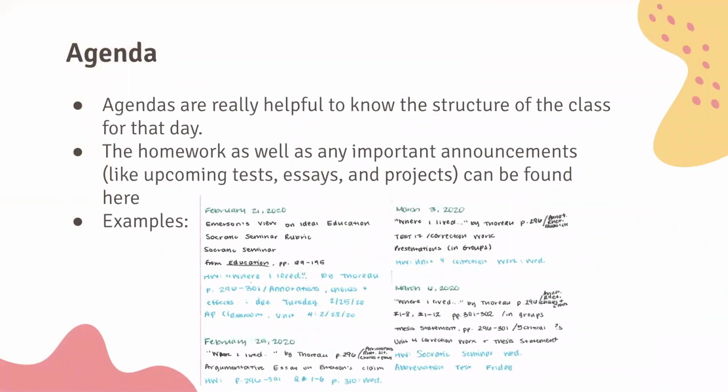The agendas are really helpful to know the structure of the class for that day. The homework, as well as any other important announcements, such as upcoming tests, essays, and projects, can be found here. Below, we have provided 4 examples of what an agenda should look like. It is always important that you write the date down, as well as the contents for today's class, as well as the homework of that day.